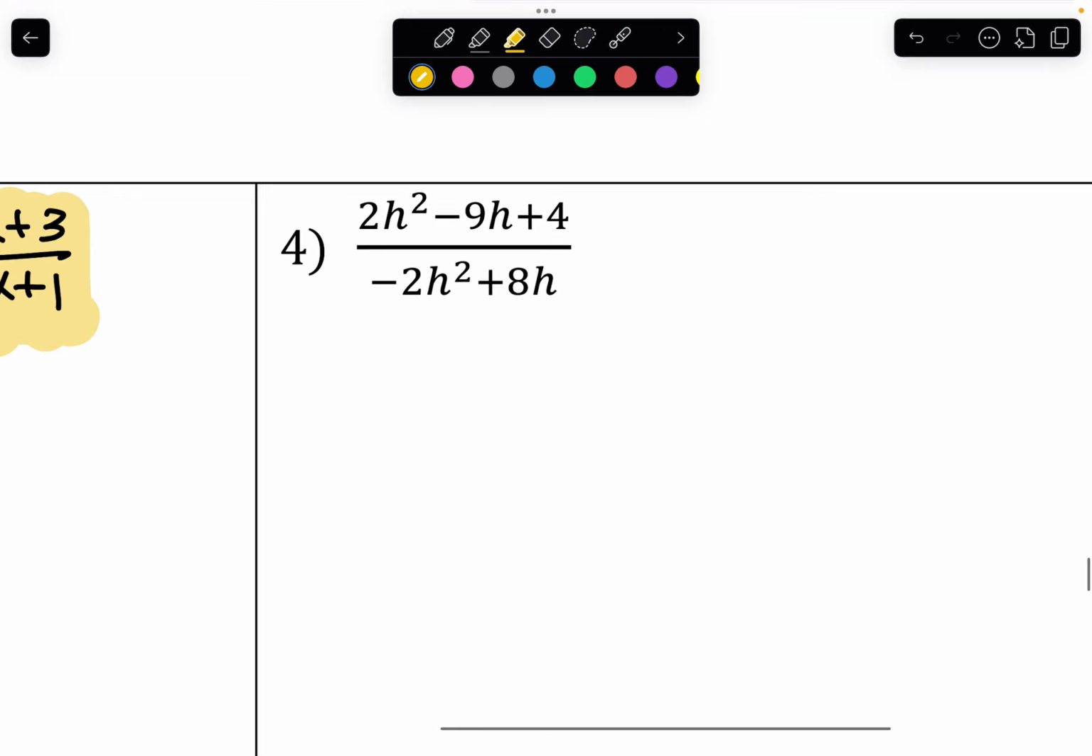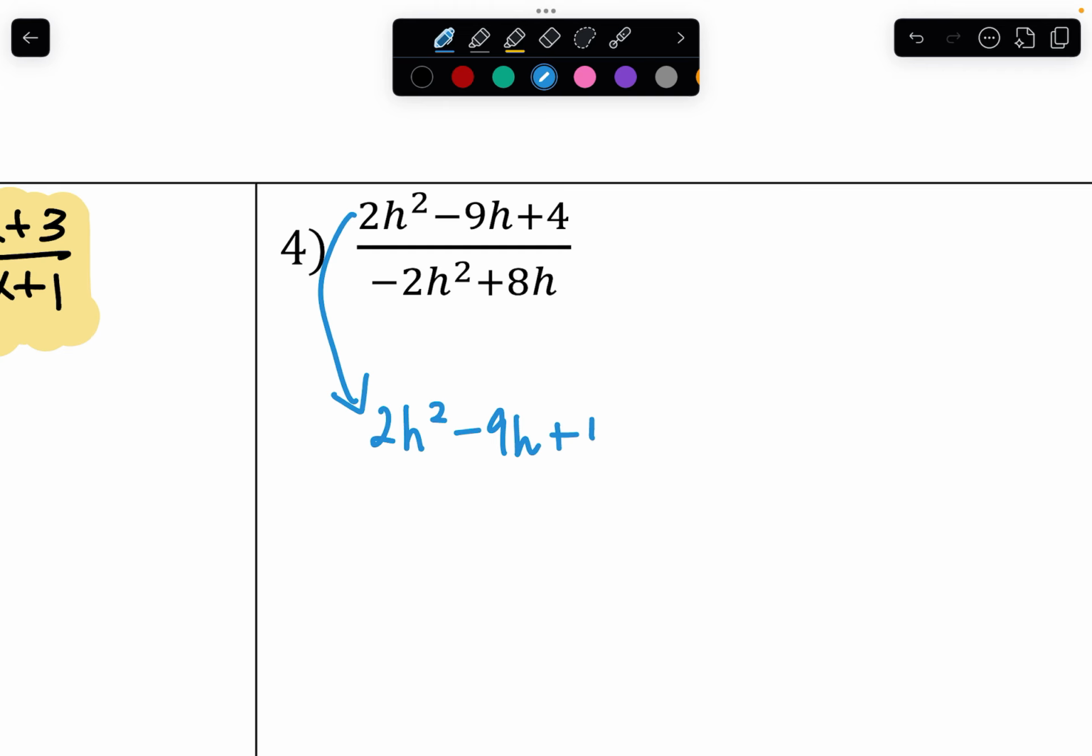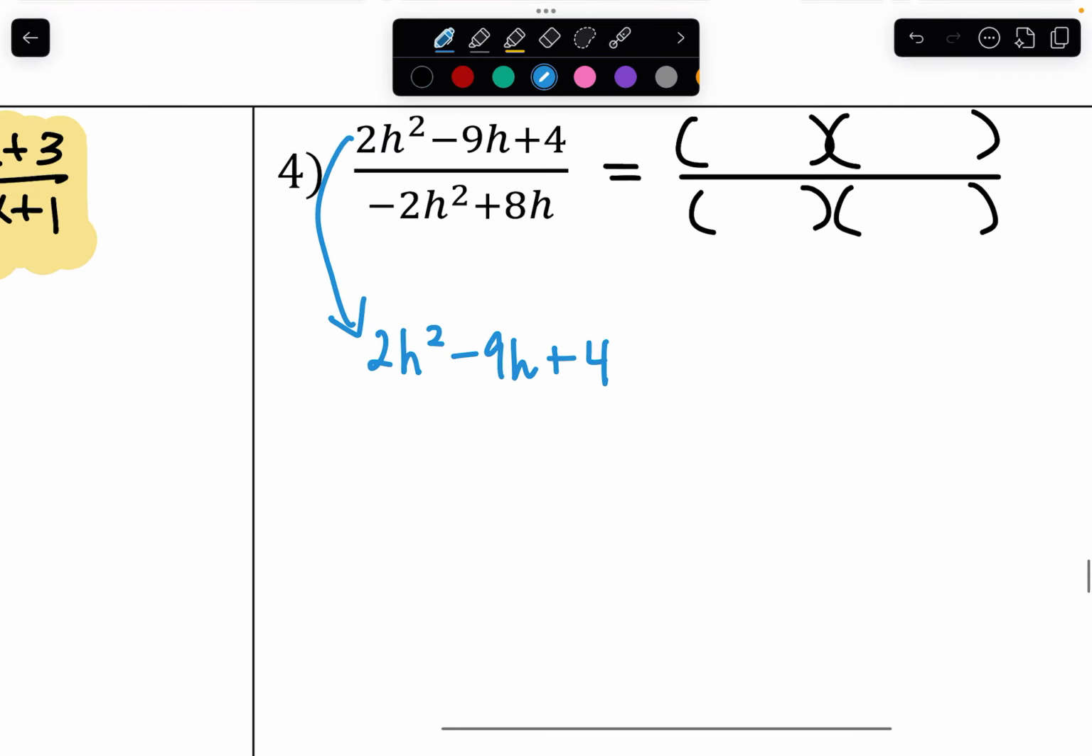Okay, this next example, let's focus on the numerator, which is 2h squared minus 9h plus 4. Because we have that h squared term, we know we're looking for 2 parentheses. And for the denominator, also there's a square, and so we're going to have 2 factors that involve an h. Focusing on the numerator first, 2h squared minus 9h plus 4.